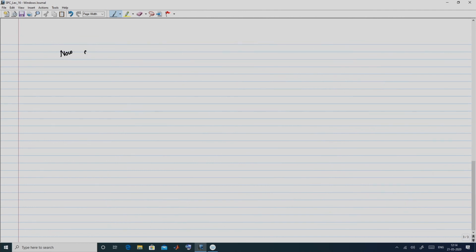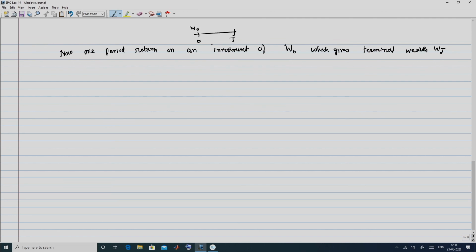Now, we recall that the one period return on an investment of W naught, which gives terminal wealth W t. So, that means you have a time window 0 to t. You start off with a wealth W naught and your terminal wealth is W t. So, W naught is deterministic and W t is random. This is given by the following relation.